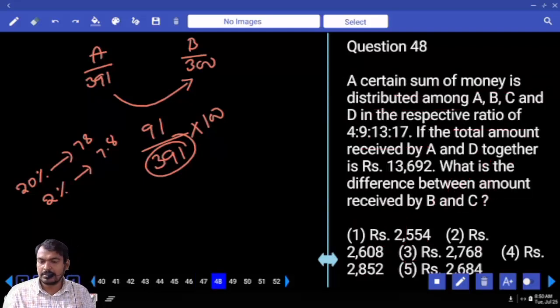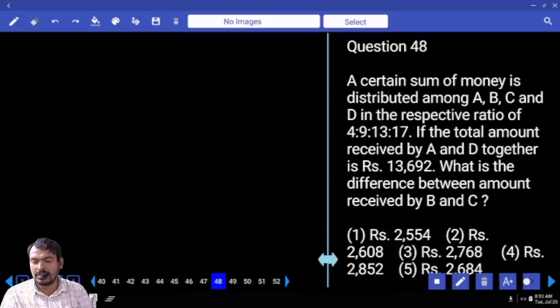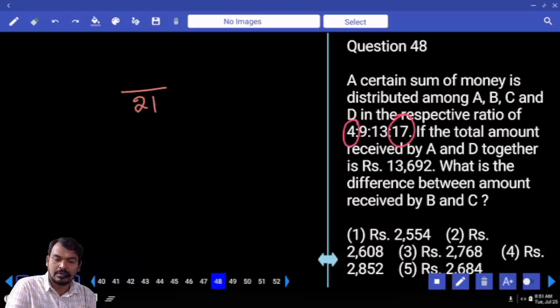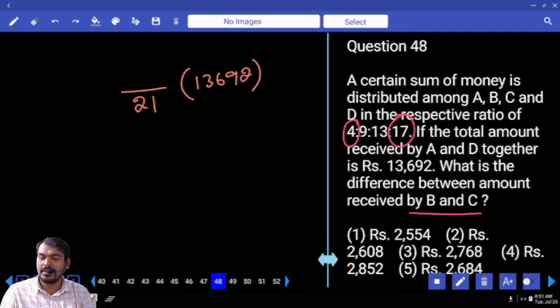Next, question number 48. A certain sum of money is distributed among A, B, C and D in the ratio 4:9:13:17. If the total amount received by A and D together is 13,692, what is the difference between the amounts received by B and C? What is A? How many parts? 4 parts. D is how many parts? 17. Total how many parts? 21 parts. In place of 21 parts, how much value is given? 13,692. But we require the difference between B and C. B and C difference is 4 parts. We require the value of 4 parts.